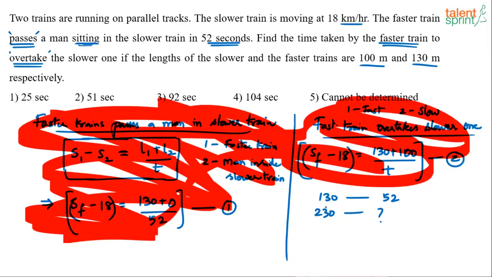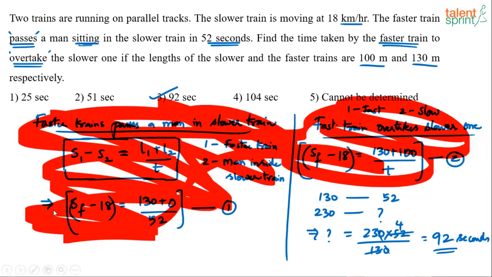About 10 seconds. So this question looks to be lengthy. The explanation also initially looks lengthy, but that is when you go by the regular process. The smart process is this. Your answer will be 230 into 52 by 130. Zeros anyway get cancelled. This goes 4 times. 23 into 4 is 92 seconds. Option 3 would be the answer. You get it? So if you are thorough with the concept of trains, and a man inside a train and stuff like that, the relative speed concept, then you should answer this one in about 10 seconds.